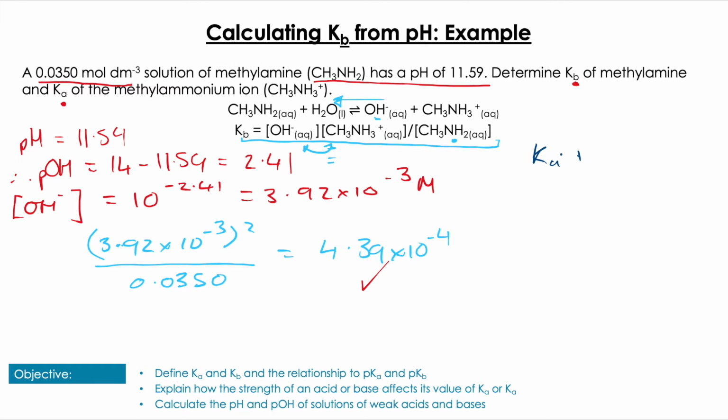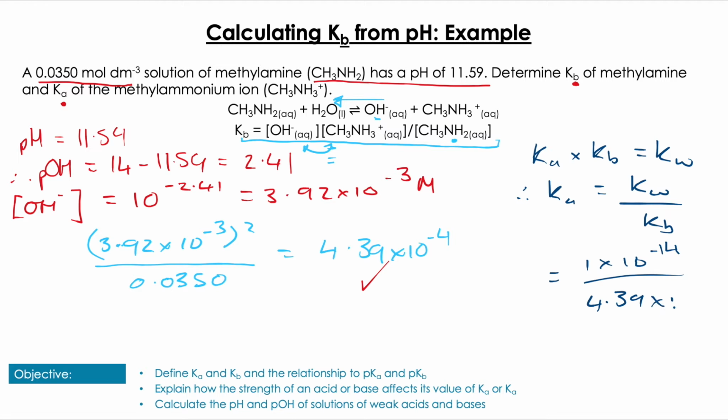At this point, we've done most of the heavy lifting, so now we can just use the relationship Ka times Kb equals Kw, rearrange to find Ka, which is Kw over Kb, and plug in 1 times 10 to the minus 14, divided by the value we just found. It's going to give us our value for Ka, which is 2.28 times 10 to the minus 11.